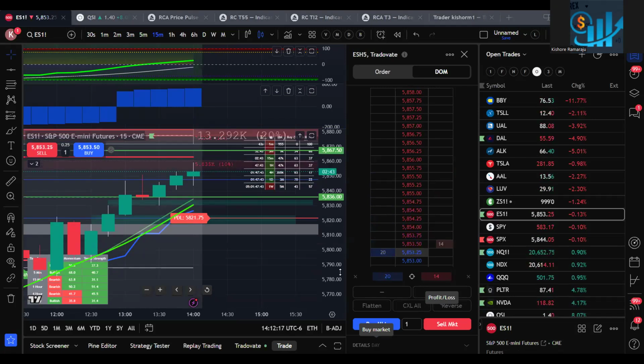SPX, you can see the orders. You need to call IBKR and talk to their customer support. They will give you the futures permission. You don't need any other setup. Just like you buy stocks, you can do futures. You can go to YouTube and search for IBKR training, IBKR tutorials, and you'll see.